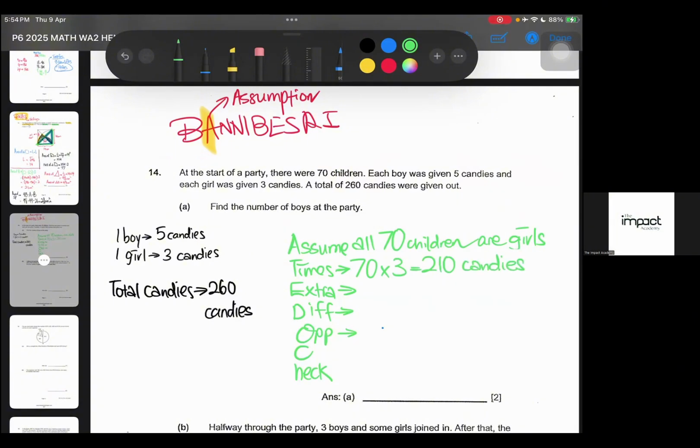Okay, what's the extra? The extra is the difference between the actual number of candies that were given out, minus the assumed number of candies, which is 210. So it's 260 minus 210, we get 50 candies. The difference in this situation is going to be 5 minus 3. The difference is what we call the single difference. That means when you compare one boy to one girl, you get 2 candies.